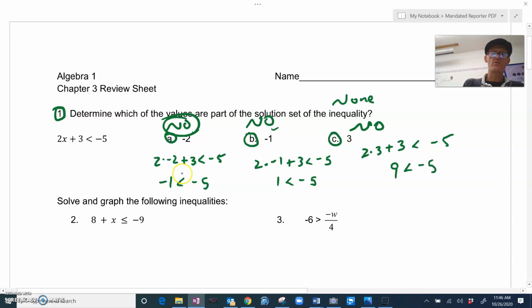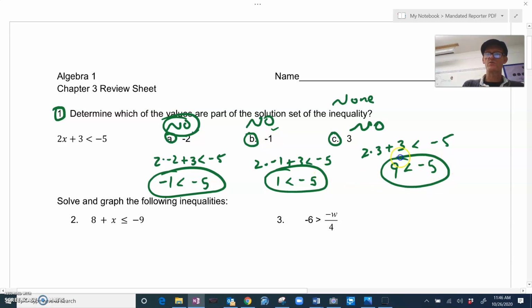Okay, if this was true, then this one would be. If this was true, then this -1 would be. If this was true, this 3 would be.